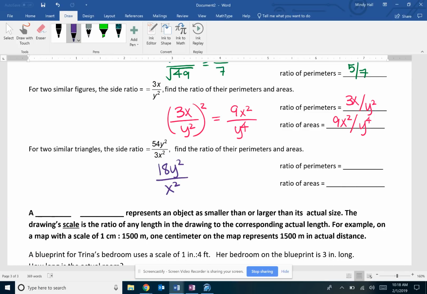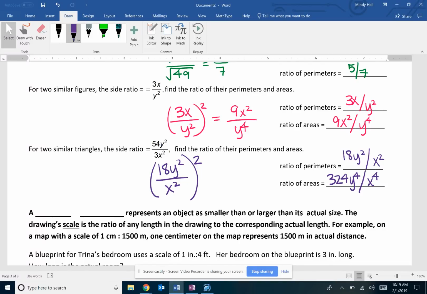So that would be my ratio for my perimeters, because that is always going to be the same as the ratio of your sides. And then the ratio of my areas would be this lovely thing squared. So if I have to square that, 18 times 18 is 324, and that would be y to the 4th over x to the 4th. Just like that.